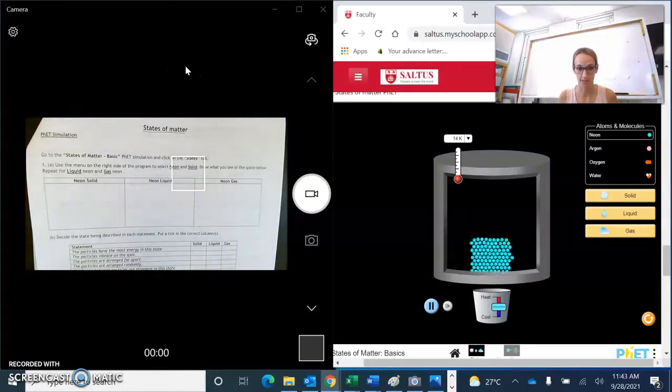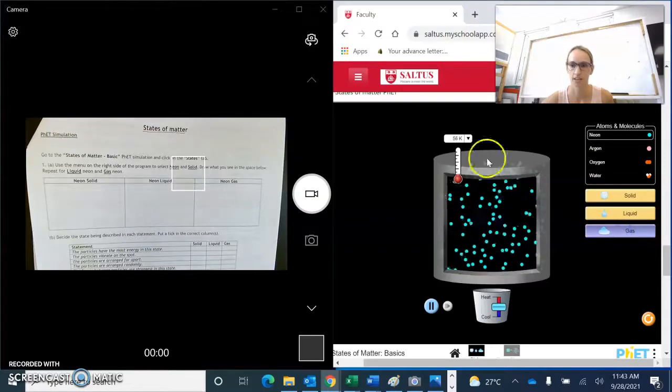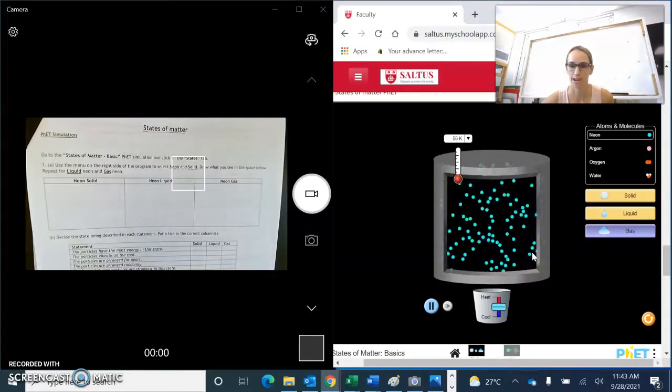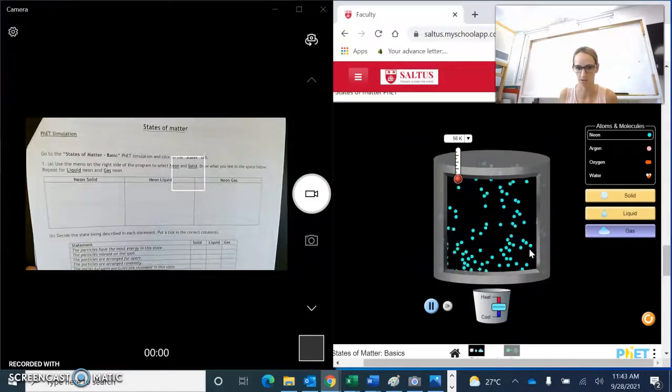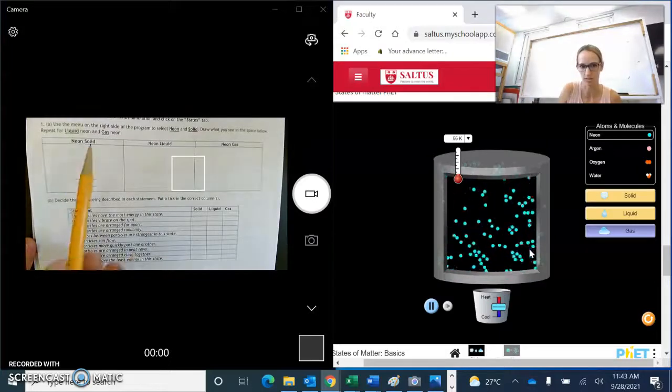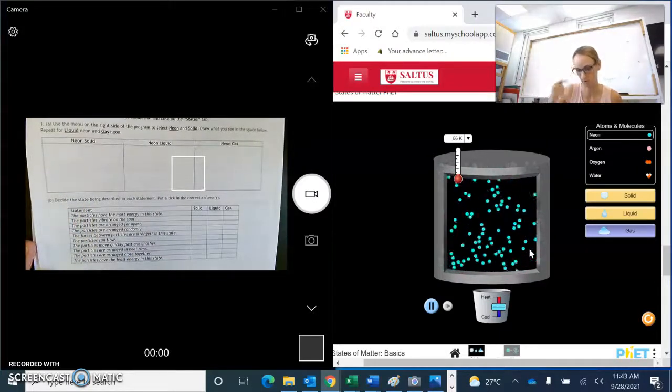So, the first task is for you to explore solid, liquid, and gas for neon. I chose neon because it's a noble gas, so it has a simple single atom structure, and you can easily see what's going on. So on the PhET, you simply press solid, liquid, gas. Look at how they're arranged, also look at how they're moving. And then I'd like you to have a go at questions A and B on page 5.